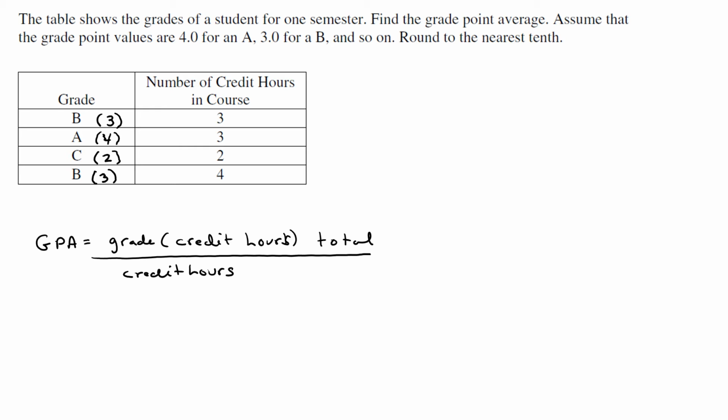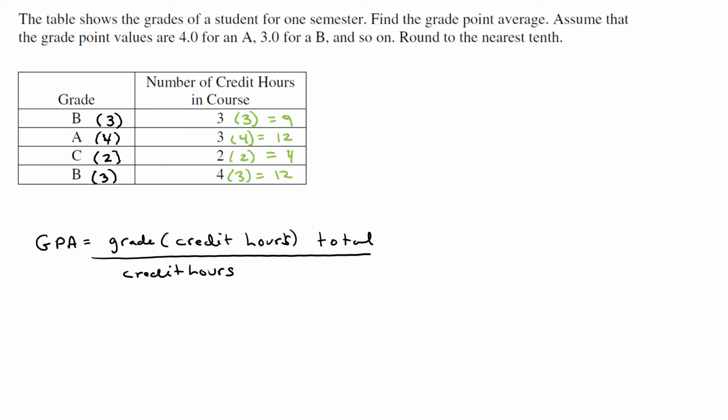All right, so if we look at this first one here, 3 credit hours times 3, since it was a B, that gives us 9 quality points. So we call those quality points. It gives us 9 points. 3 times 4, which is 12. 2 times 2, which is 4, and 4 times 3, which is 12.